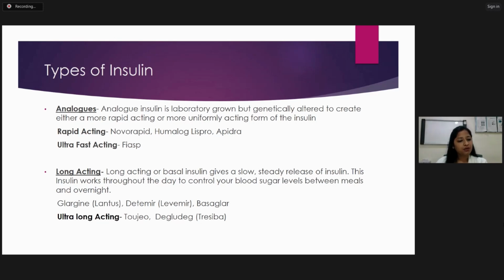Another type of analogs are long-acting insulins, or basal insulins, which give a slow and steady release of insulin and work throughout the day to control blood sugar levels in between the meals and overnight. Some of the long-acting insulins are Glargine, Detemir, that is Levemir, Basaglar. Ultra-long-acting insulins are Toujeo and Tresiba, that is Degludec.